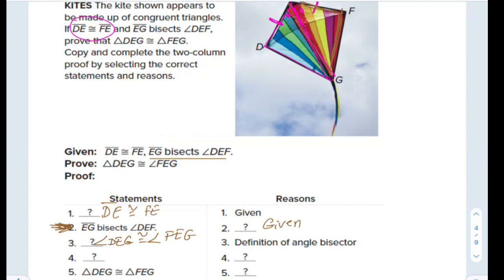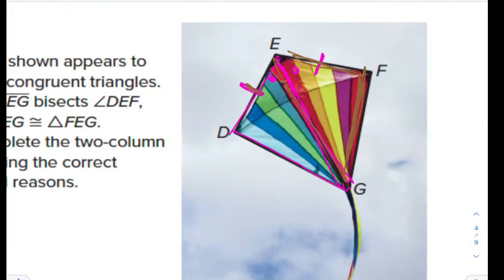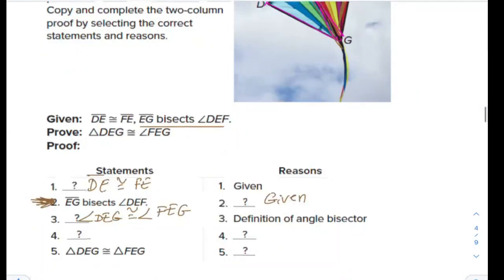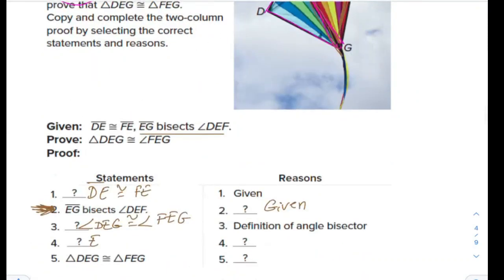It's not given now. So far we have one side and one angle from one of the triangles congruent to one side and one angle in the second triangle. What's left? We need either another angle or another side. Where is the side? As you see here, this side is common between the two triangles, and that is EG. So we will write EG is congruent to itself. We can write GE or EG. And this is the reflexive property of congruence.